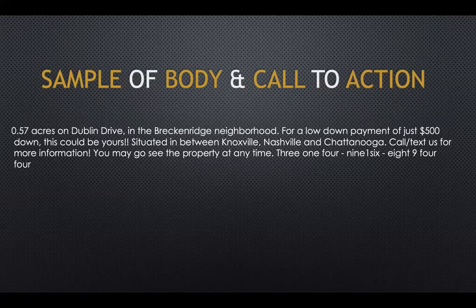Okay, this one here is kind of specific. Again, I don't like the 0.57 acres. I guess you could do that. There's nothing really wrong with anything like that. I just don't like it. 0 is kind of a negative number to me. This is very specific though. I like the Dublin Drive, Breckenridge neighborhood. If you know where it is, you can look that up probably pretty easily. Low down payment of $500. You know exactly what they want.